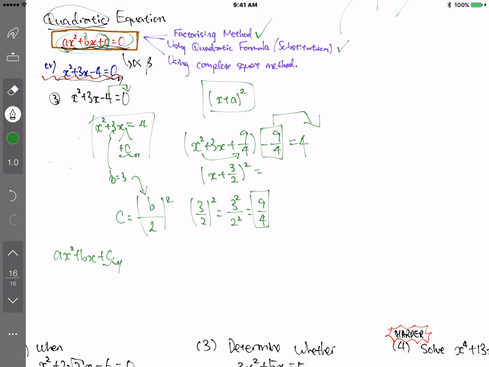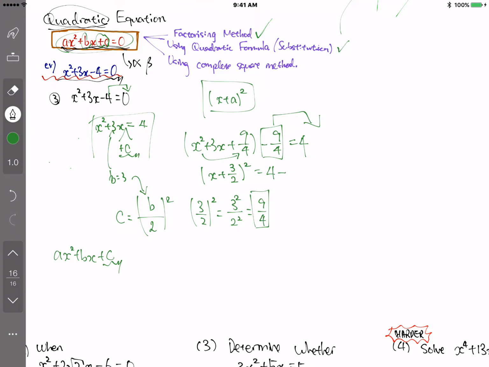This method is really advanced, so if you're learning this for the first time, just use those two methods up there. If you're looking forward to learning more advanced quadratic equations, you should be able to use the third method as well. I'm just doing that now.